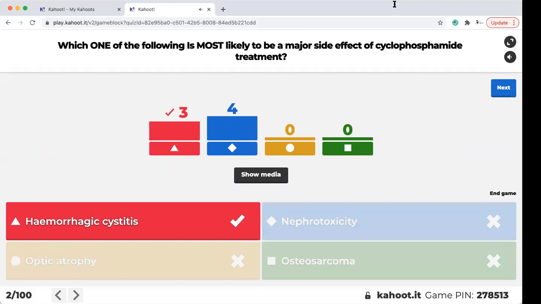Okay. So some of you got it right, and so let's explain this question for you. Which one of the following is most likely to be the major side effect of the cyclophosphamide treatment? Is it hemorrhagic cystitis or nephrotoxicity or optic atrophy or osteosarcoma? The correct answer for this is hemorrhagic cystitis. And what is the common indication for cyclophosphamide in our ophthalmic practice? Can anyone tell me? What is the famous disease that is usually treated by cyclophosphamide?